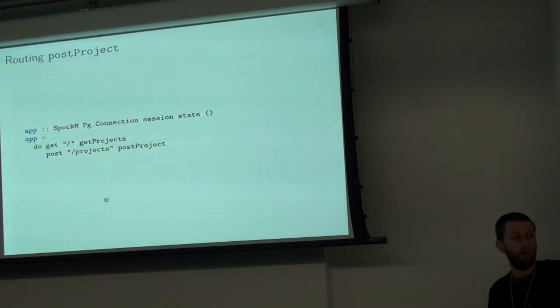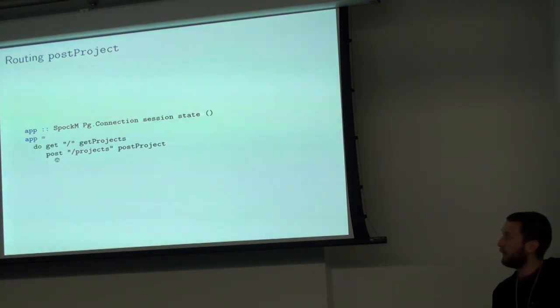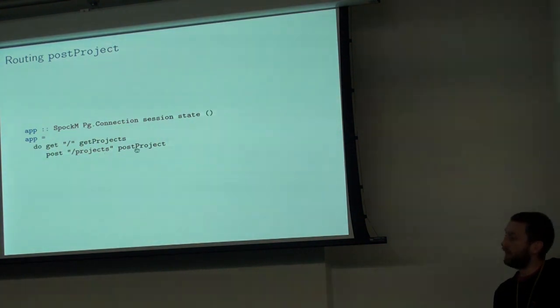Finally, we introduce that into our routing table. Here, using the post HTTP verb, the path is going to be /project, and the action to run is postProject.